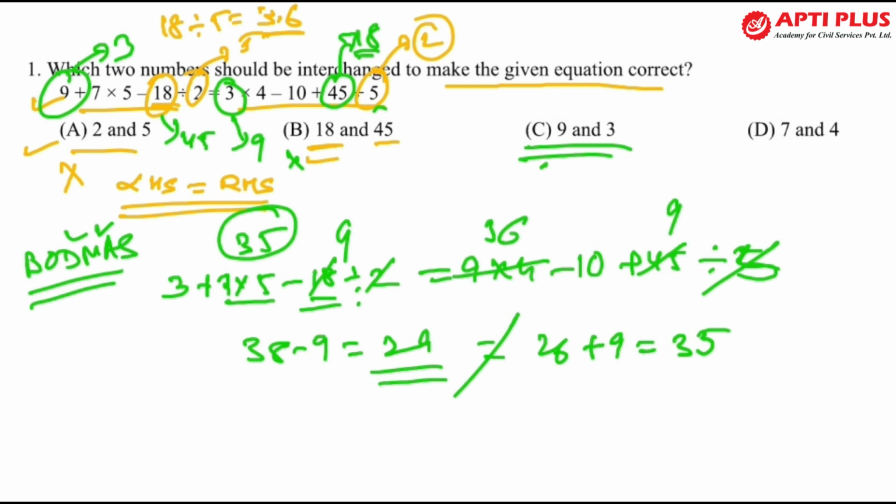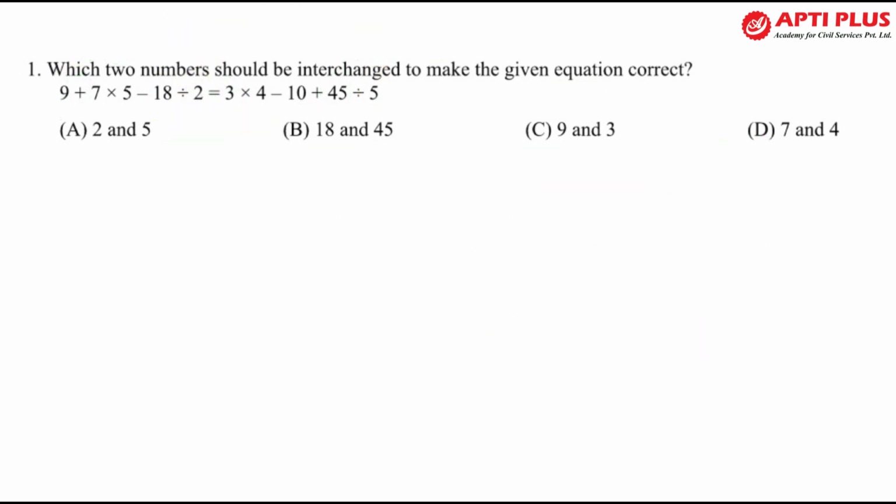That means C is also incorrect. Now the answer will be D. So this is how you can attempt the question.